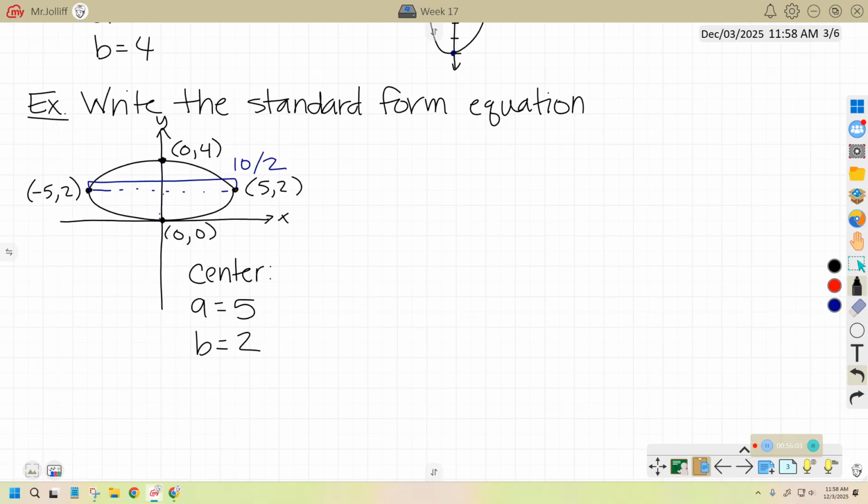It goes from 0 to 4. Good. Perfect. Now I need to know where my center is. Ziza's mumbling something, but I don't know what it is. Ziza, what are you thinking? I have a vote for 0, 2. How did you get 0, 2?